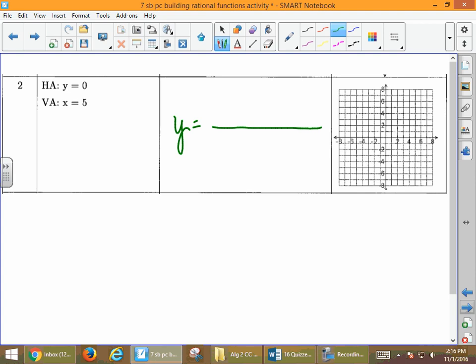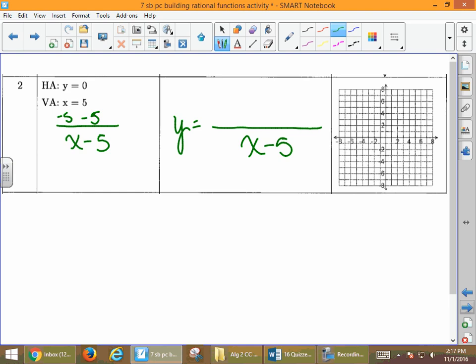All right, and I've got a couple that aren't getting it, so I'll keep going here. Start with the vertical, the VA, vertical asymptote. Let's subtract 5 from both sides. If we subtract 5 from both sides, we get x minus 5, and that value, the vertical asymptote, is coming from the denominator of the function. So we're going to put x minus 5 in here.